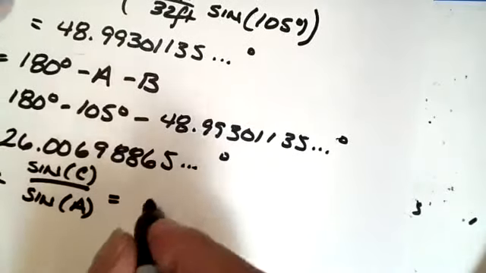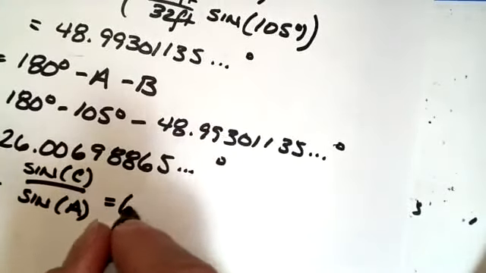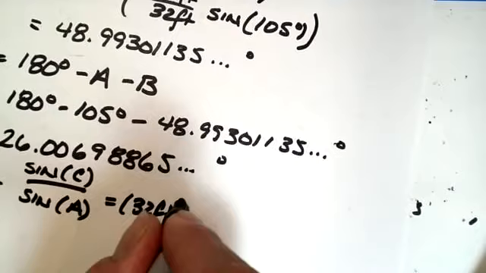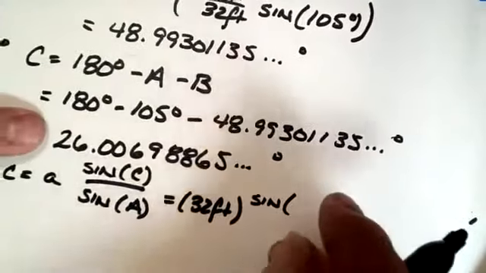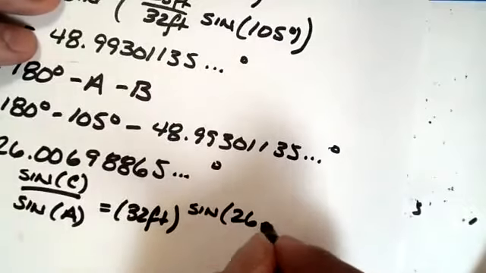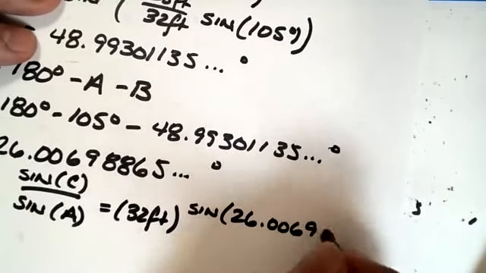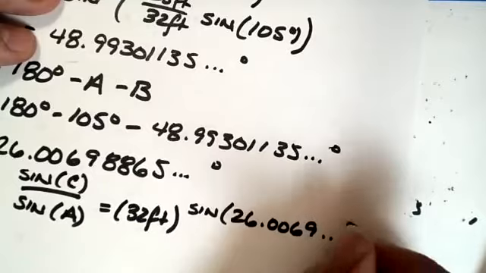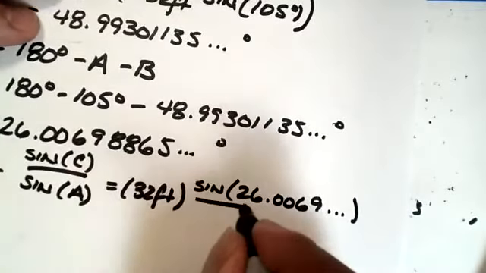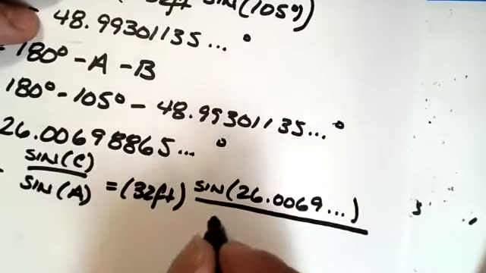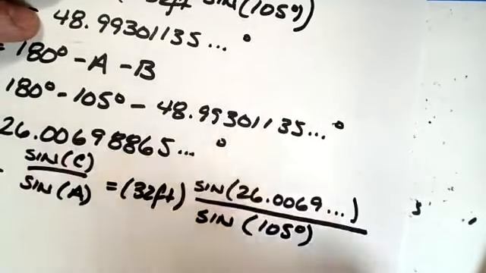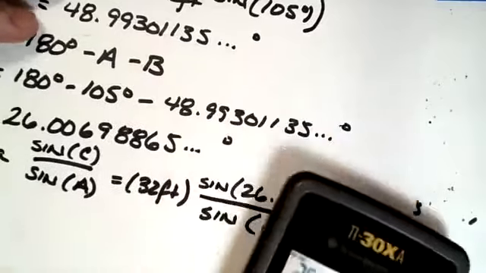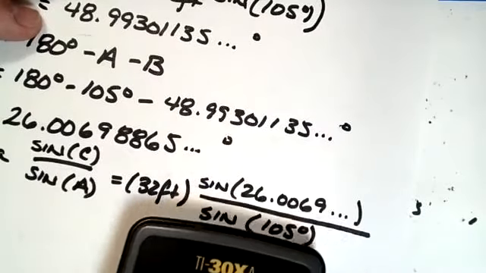And this is going to be equal to, well, A is 32 feet. Sine of C is this crazy thing up here. So I'm going to write it in there, but I'm going to use my memory recall function to actually punch it in. And then over sine of A, which was 105 degrees. And this is why I did that storage, because it's a pain to have to reproduce that number.